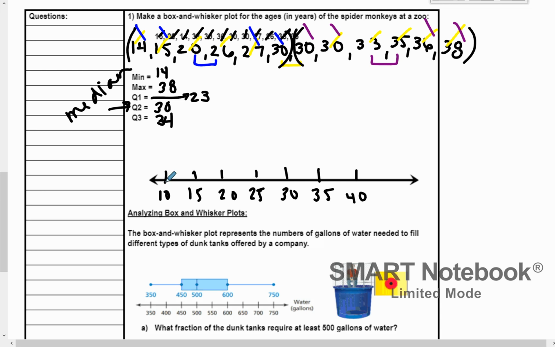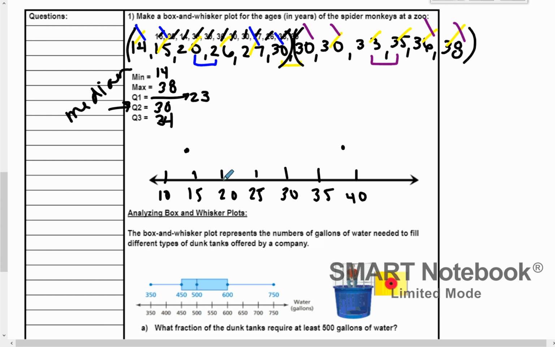My smallest number was 14, so I had to start at like 10. I couldn't have started at 15. And I knew that the range of those numbers was pretty big, so I wanted to count by something bigger than 1, because otherwise that would take us forever. Okay. Now we're going to plot our 5-number summary with dots above our number line. So we have our min is 14. That would be right around here. Our max is 38. That would be right around here.